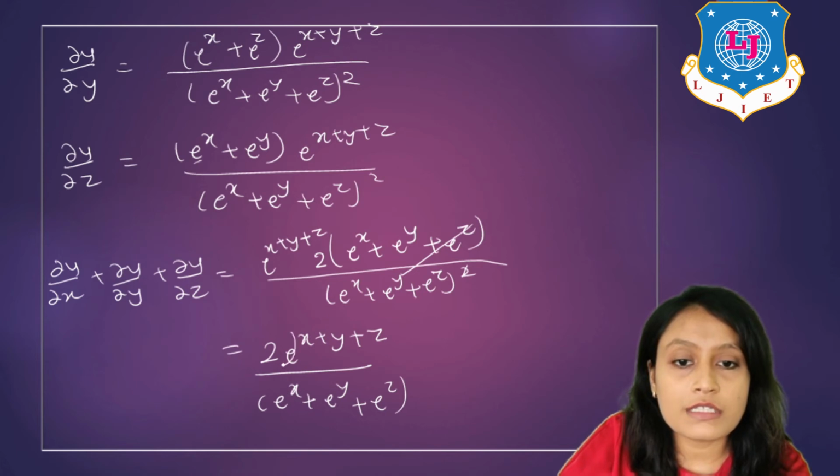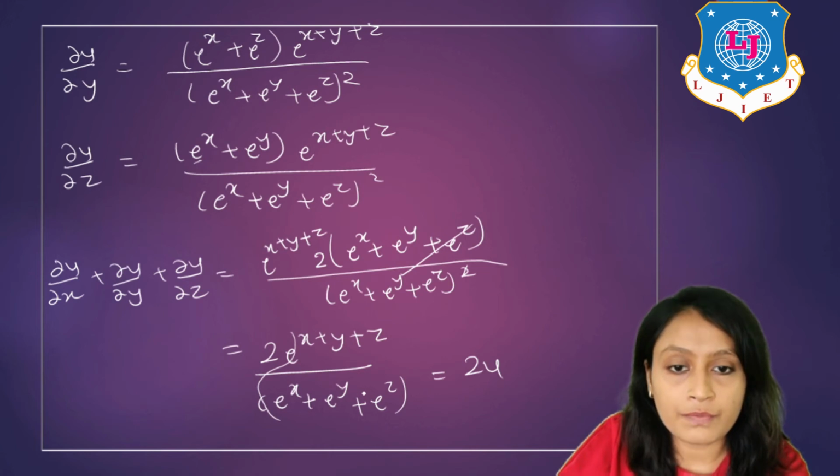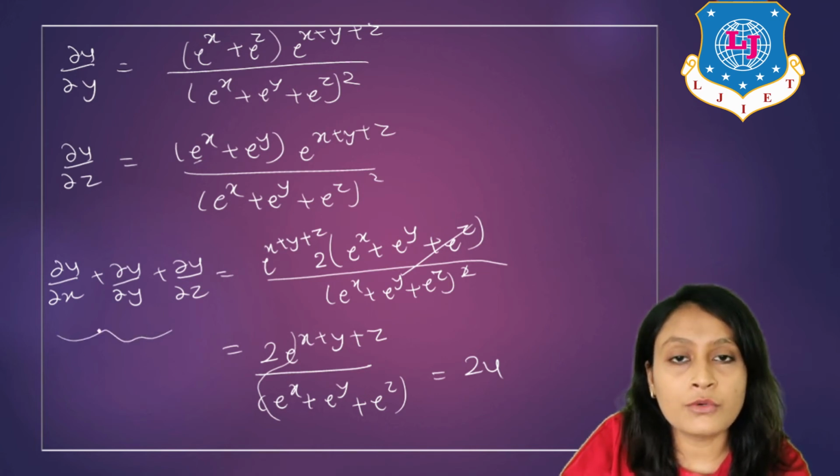Okay, now you know this is our function u. So we can write this as 2u. Clear? So this is what we want to prove.